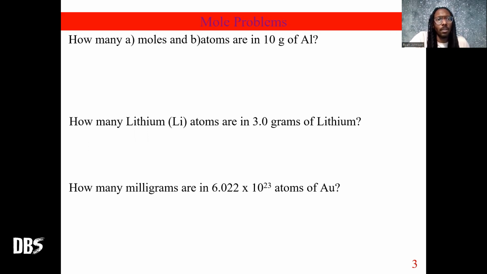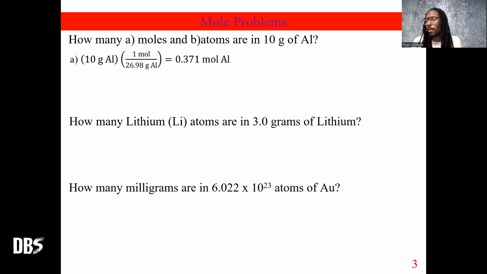All right. So how many moles and atoms are there in 10 grams of aluminum? So we're starting off with 10 grams of aluminum. We need to convert it to moles and atoms. How do we do that? Well, let's see.